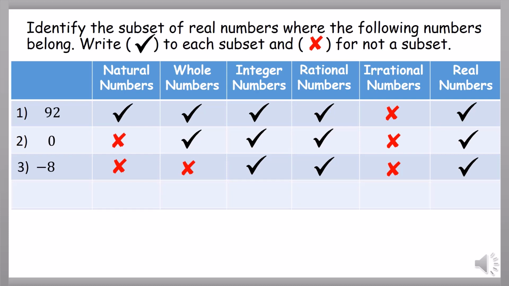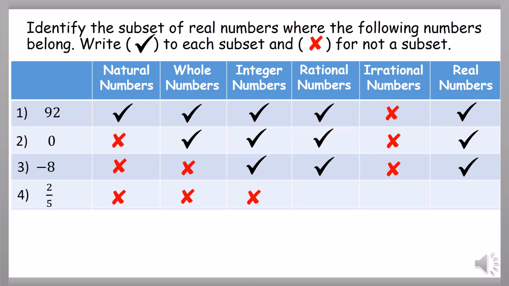Question number 4, 2/5. Is 2/5 a natural number? The answer is no, since it does not belong to the counting numbers. Next, does 2/5 belong to the whole numbers? The answer is still no, since whole numbers include 0 and the natural numbers. Is 2/5 an integer? The answer is still no, since integers include whole numbers and negative natural numbers.